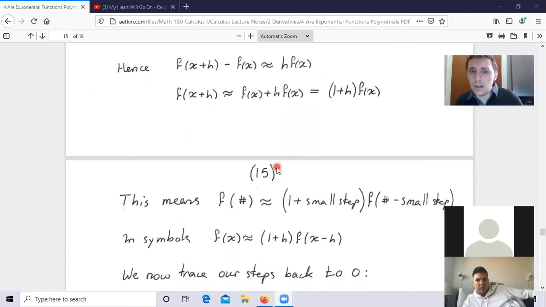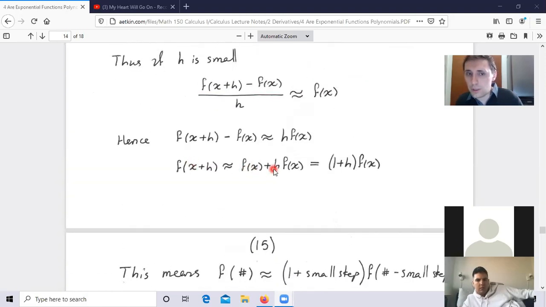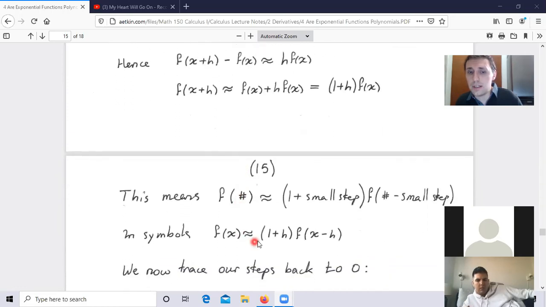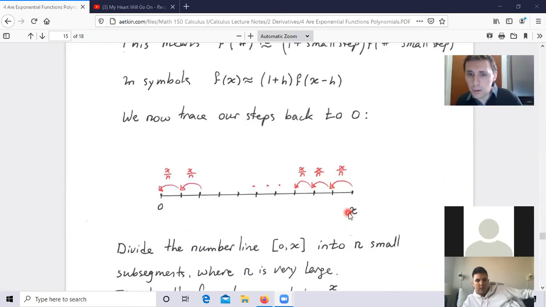Okay, so then I have a recursive formula. In other words, I see that f of one number is really one plus a step back times f of the number minus the step back, and the step back has to be very small. So then I want to evaluate what is f of x, and the only way I can do that is I have to go all the way back to zero, because I know e to the zero is one. That's the only thing I know. Yes.